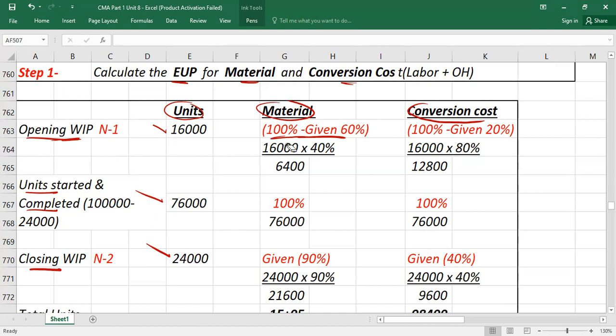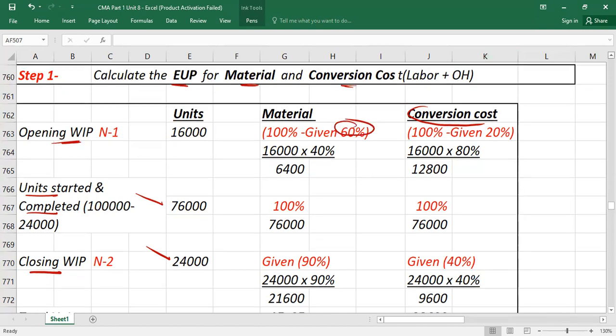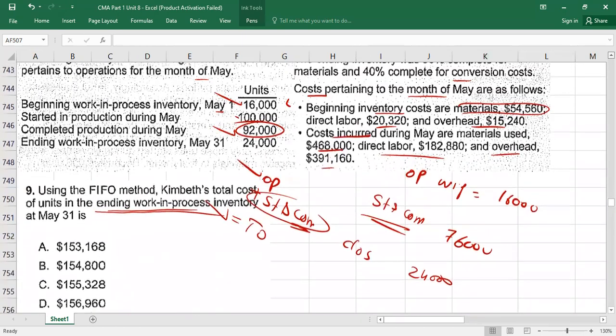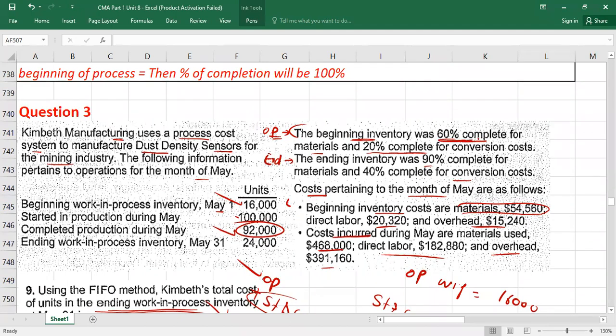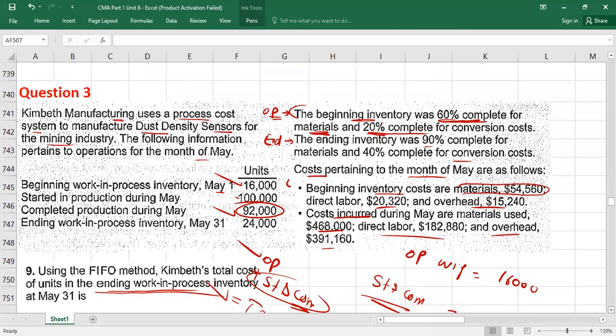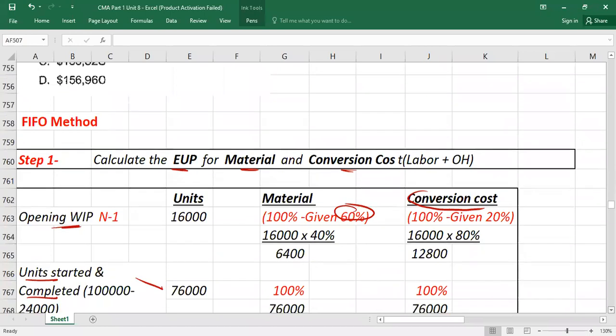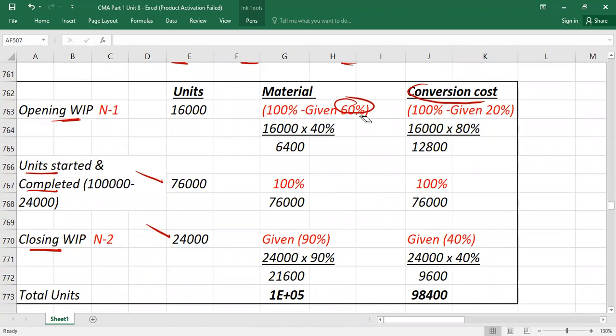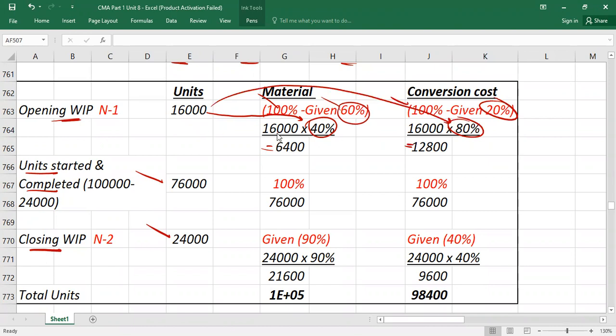Go back to the question. If you read the question, it says the beginning work in process is 60% completed with respect to materials and 20% completed with respect to conversion. For material, 60% was completed. I take 100 minus 60, and the remaining is 40. So 16,000 times 40% gives you 6,400. Then conversion cost: 100 minus the given 20 leaves 80. So 16,000 multiplied by 80% gives you 12,800.